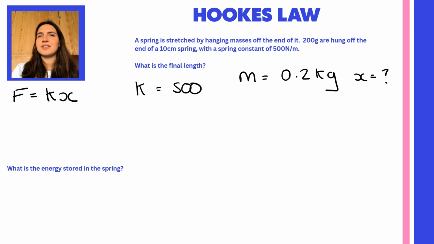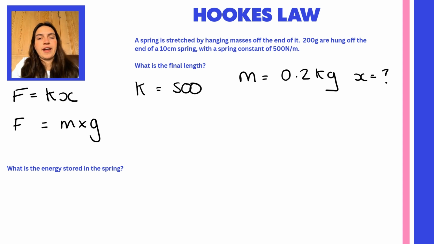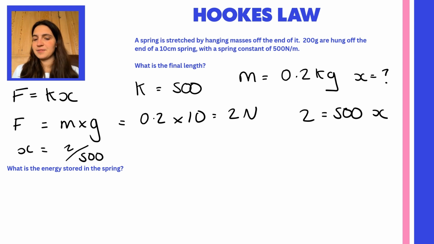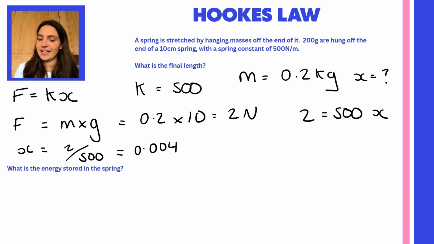So how can I use this information? Well, because these masses are being hung off the end, the weight of those masses will be equal to the force F. So let's find that weight. I do my mass times g: 0.2 times g, 10, gives me 2 newtons. Then let me put that into my equation. Force 2 equals k 500 times x. x equals 2 divided by 500, and that gives me 0.004.